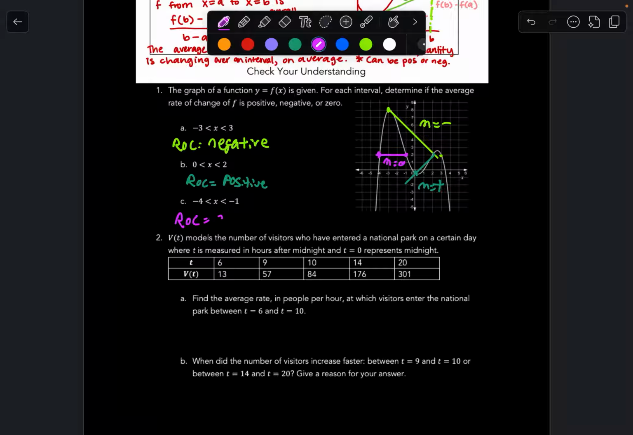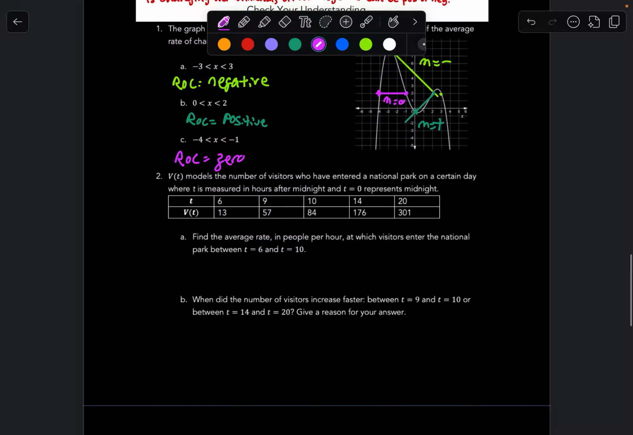Likewise, V of t models the number of visitors who have entered a national park on a certain day, where t is measured in hours after midnight, and t equals 0 represents midnight. Find the average rate of change in people per hour at which visitors enter the national park between t equals 6 and t equals 10. That's going to be 6 a.m. to 10 a.m., right? Because 0 is midnight.